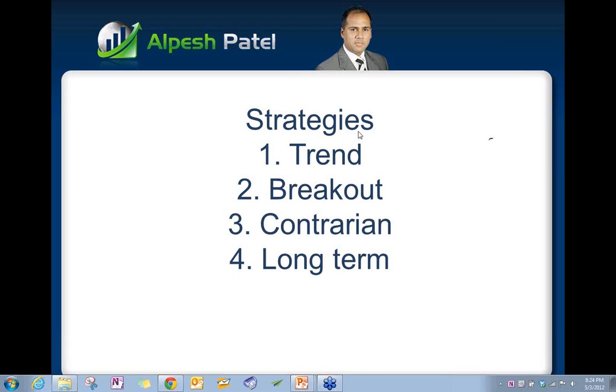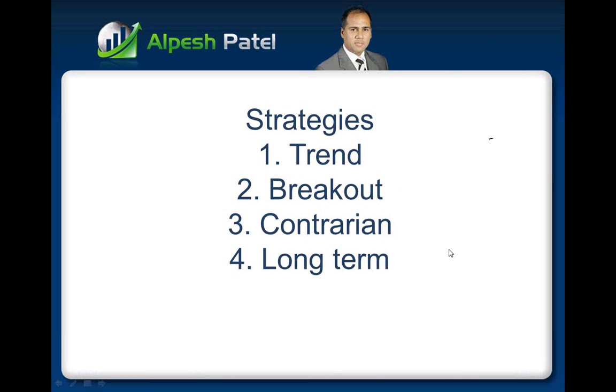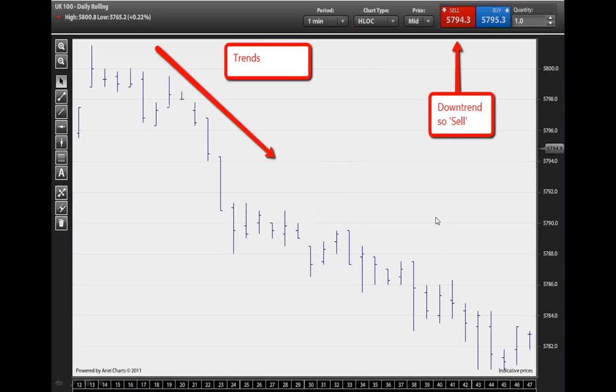In effect, 4 main strategies used by spread bettors are either following trends, looking for breakouts, being a contrarian, or buying for the long term, or going short for the long term, selling for the long term. So we're going to need to know a little bit about all 4 of these. So let me start off with the first and most simple, is following a trend. And you'll be familiar with this, I'm sure.